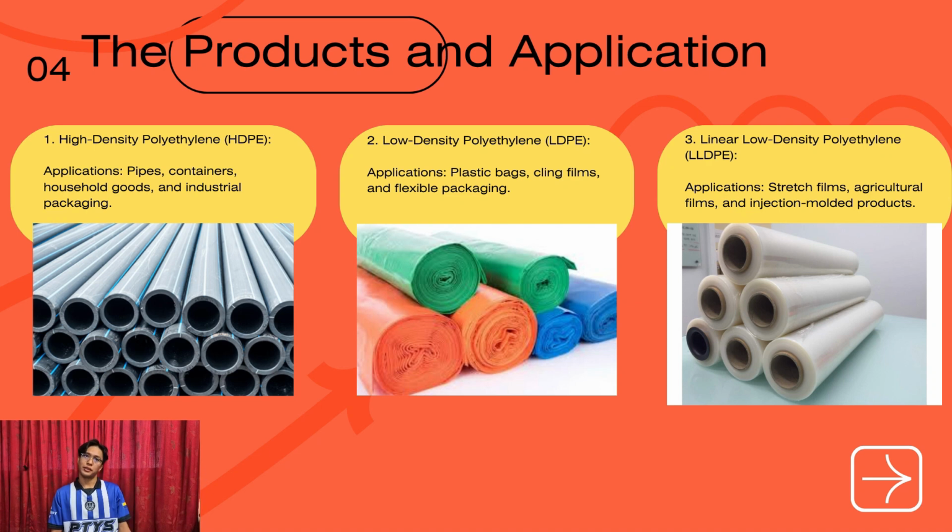And these are the products and applications for bulk polymerization of polyethylene. The first is high density polyethylene, HDPE, with applications in pipes, containers, household goods, and industrial packaging. The second is low density polyethylene, LDPE. Applications are plastic bags, cling films, and flexible packaging.